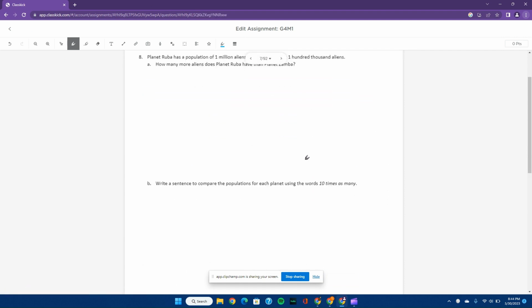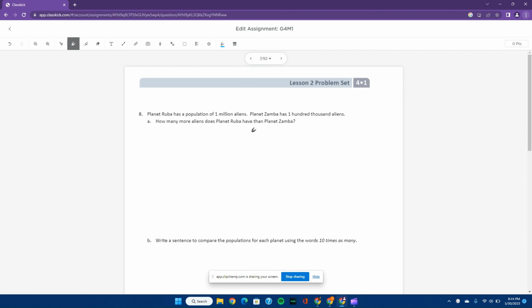Number 8 has 2 parts. Planet Ruba has a population of 1 million aliens. Planet Zamba has 100,000 aliens. How many more aliens does planet Ruba have than planet Zamba? So again, we're really just looking at comparing Ruba's, I'm sorry, there's a B there, so that should be Ruba, which would be 1 million, which looks like this.